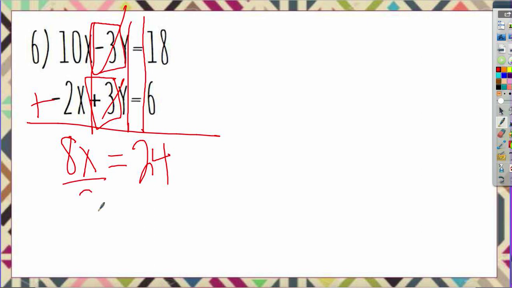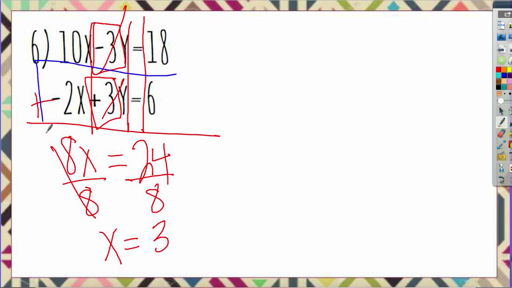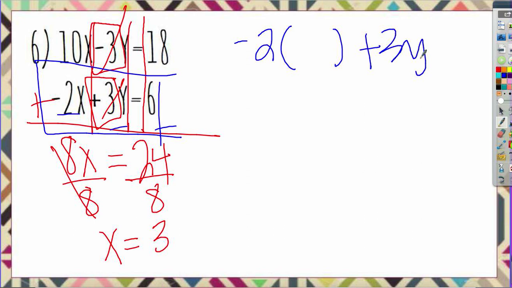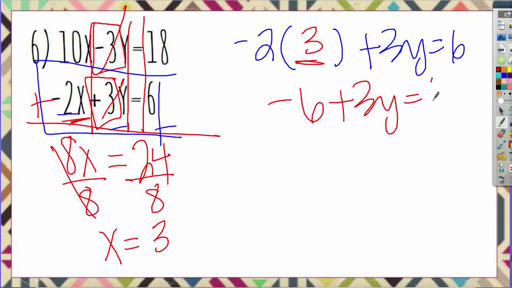And we divide both sides by 8. We know that our x value is worth 3. Plugging that x back into either one of these equations to find the y. I'll choose the second one only because I see some smaller coefficients here. It might be easier. So I've got negative 2 times x plus 3 times y equals 6. Our x value we just found is 3, so I'm going to plug that in where x was in the equation. So we've got negative 6 plus 3y equals 6.